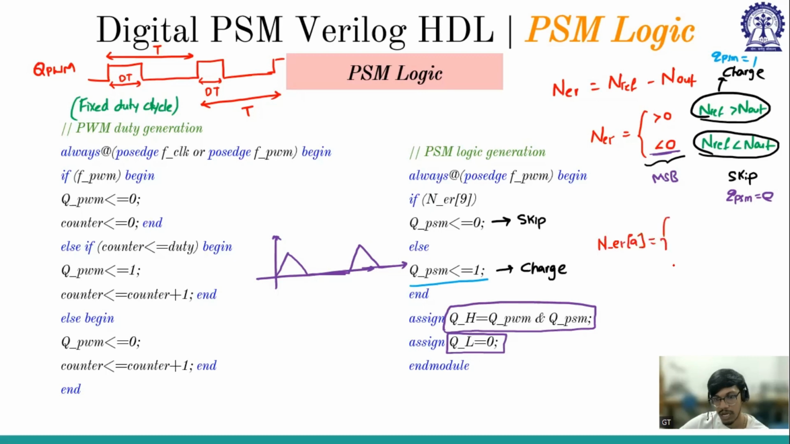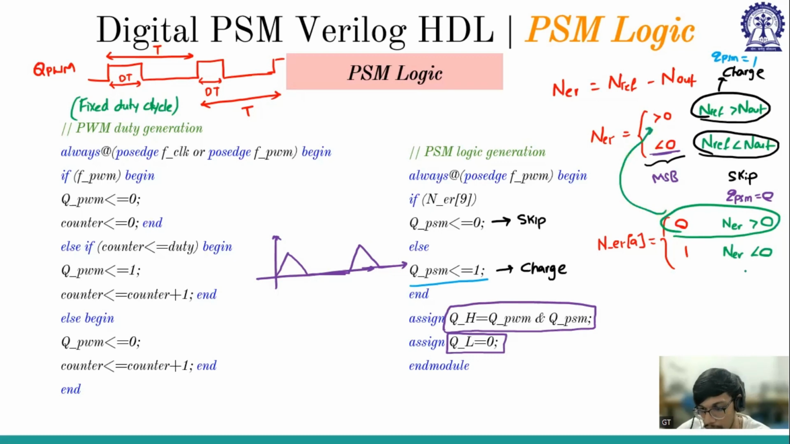Yes, one student has asked why an error of 9. An error of 9 is a single bit, so it can be either 0 or 1. An error 9, most significant bit 0, means the error is positive. If it is 1, the error is negative. So again, this will map to the first line and this will map to the second line.